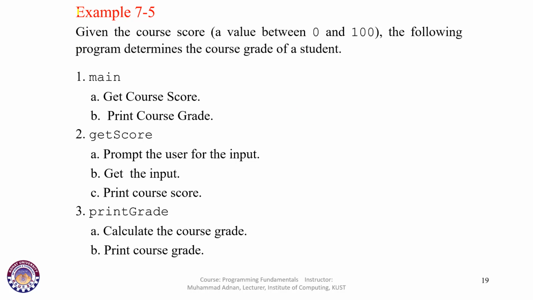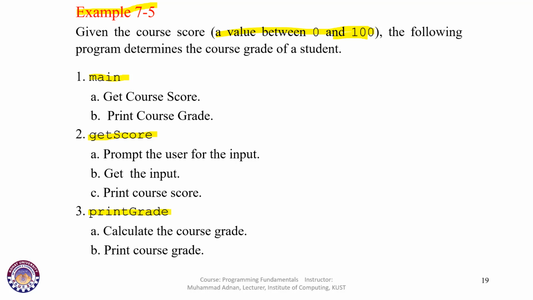So this is example 7.5. Given a course score, a value between 0 and 100, the following program determines the course grade of a student. So given the course score, we are going to determine the course grade of a student. We have three functions: the main function, the get score function, and the print grade function. So we have divided our program into three modules.